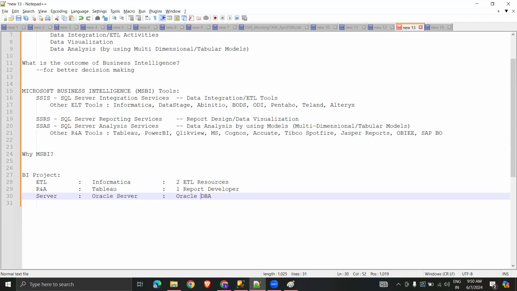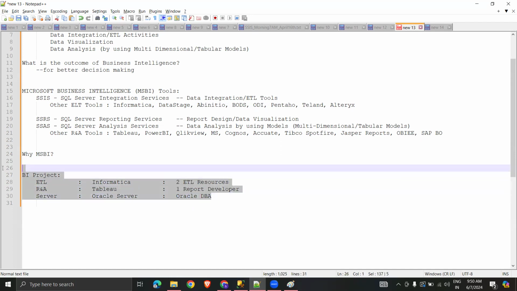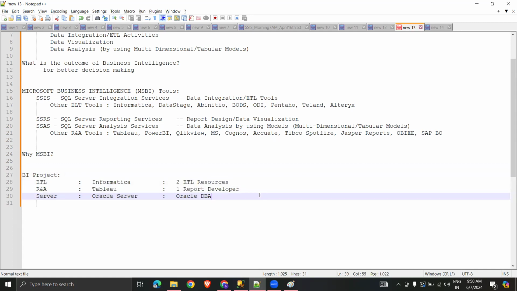Because you have to purchase everything. There is nothing free. There is nothing which comes free without putting any amount, right? But someone suggested to me, hey, why can't you go with MSBI? Oh, what is that MSBI?